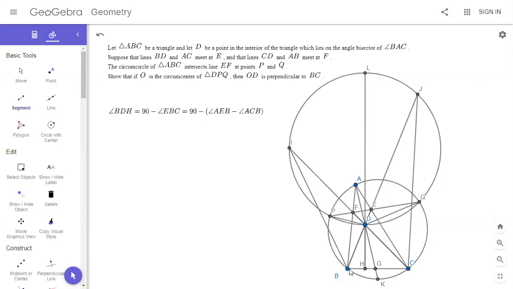Maybe we could use Pascal's theorem or something, I don't know. Yeah, it feels a lot like Pascal's theorem, but I'm not sure. So if that were cyclic, that would mean BD times DJ is equal to DH times DL, right?